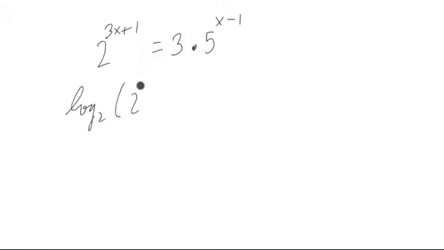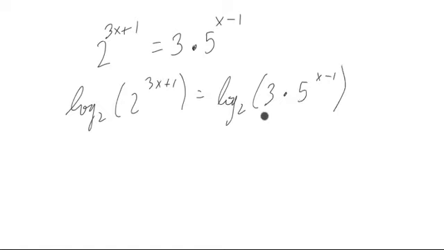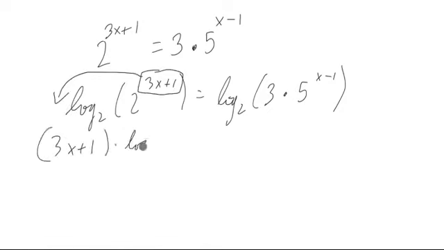Log base 2 of 2 to the 3x plus 1 is equal to log base 2 of 3 times 5 to the x minus 1. All right, now it's time for properties. Notice how you see this exponent? It's extracted. It comes out up front by a log property as multiplication. So we get 3x plus 1 times log base 2 of 2.